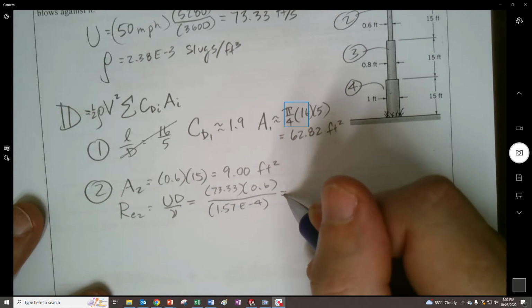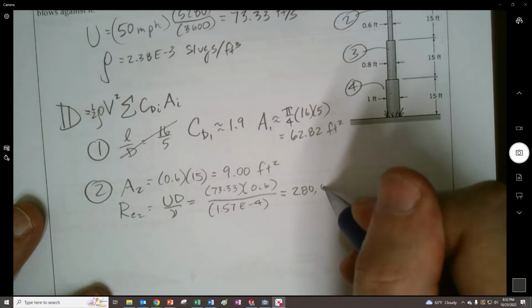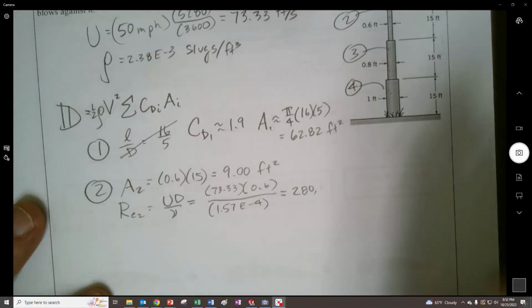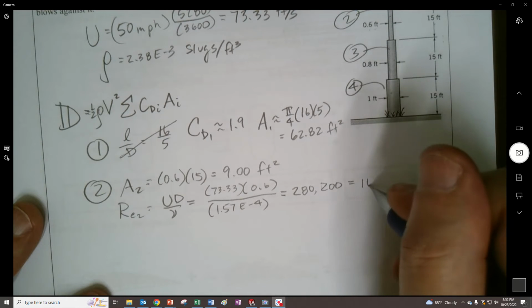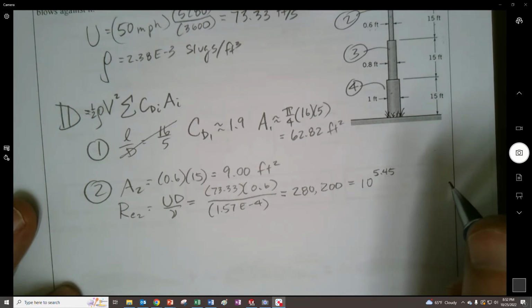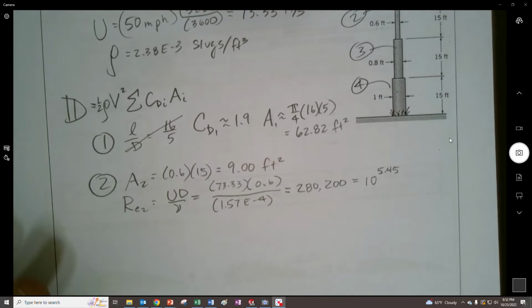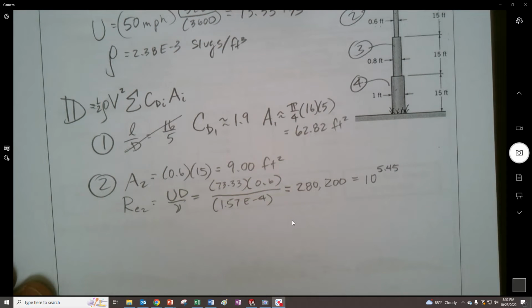And so what we end up finding is that we have 280,200. And that's going to be 10 raised to the 5.45. And I decided that that's actually going to be equal to 0.8. Let me double check where I got that from. Now that I'm looking at the thing, oh, okay, I can see that.